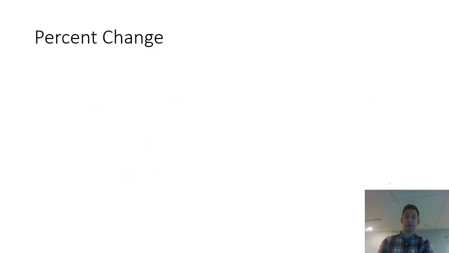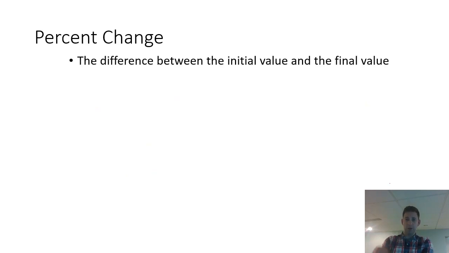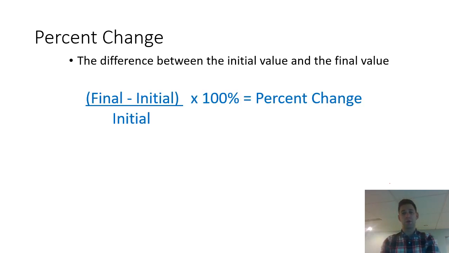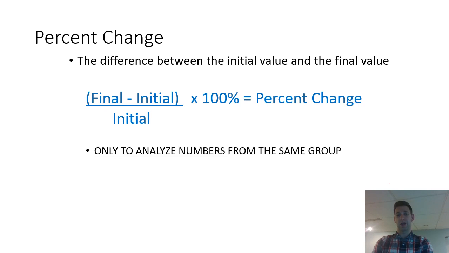Okay, next is percent change. This is the difference between initial and final values. What we do to find this information is we take the final value, we subtract the initial value from that, we divide it by the initial value. And then we multiply by 100% to turn the decimal into a percentage, and then we have percent change.